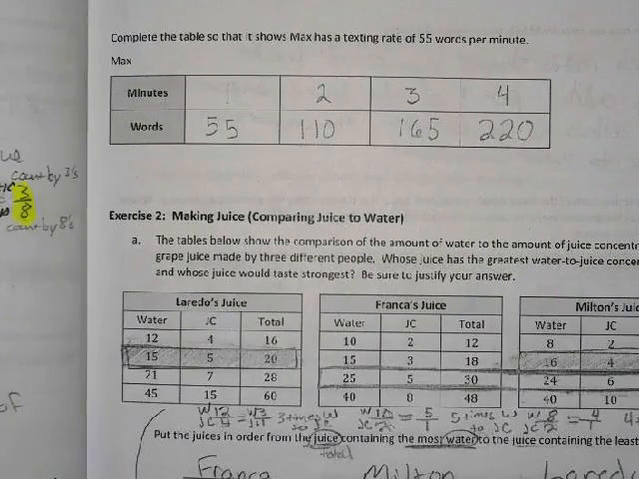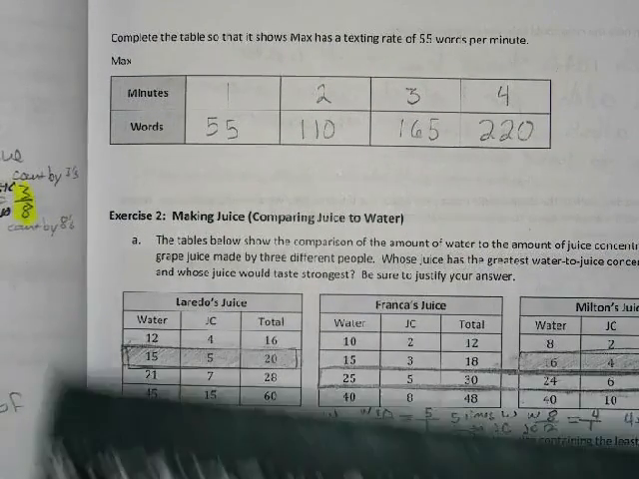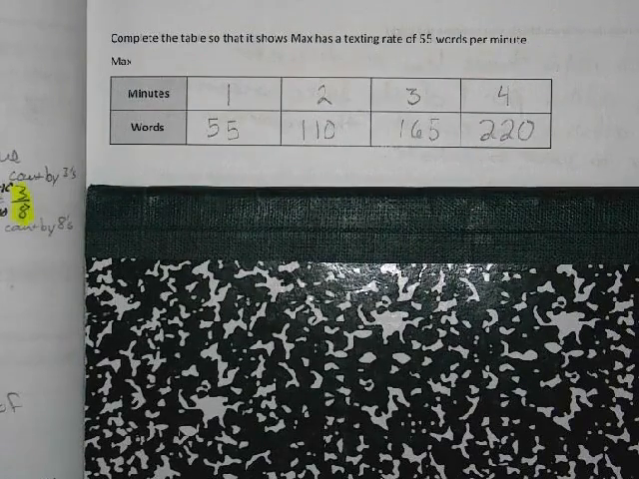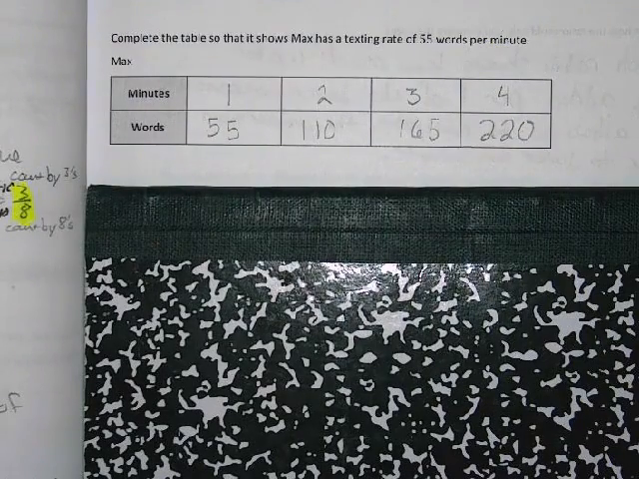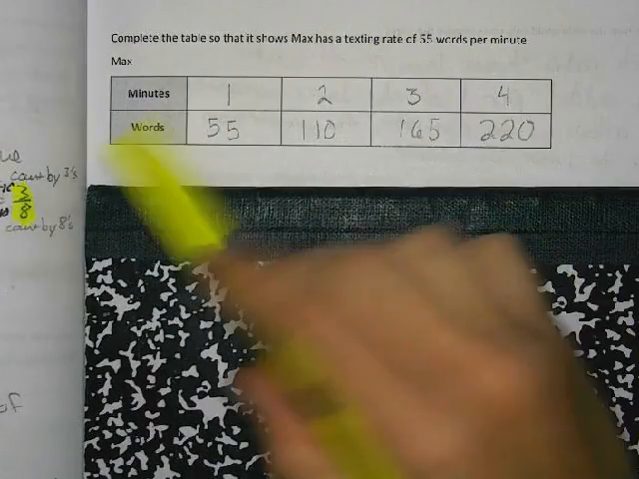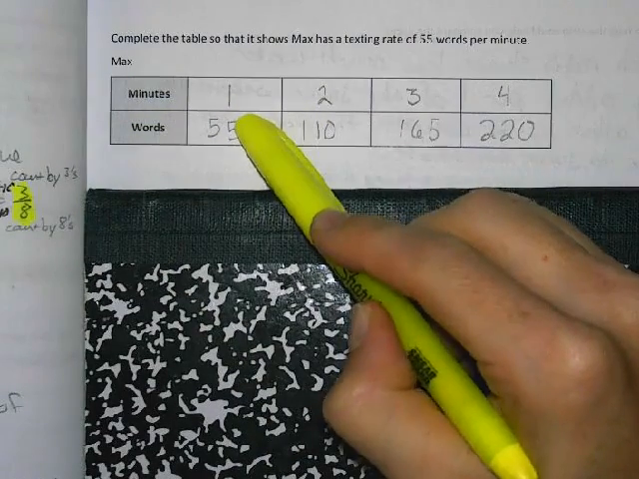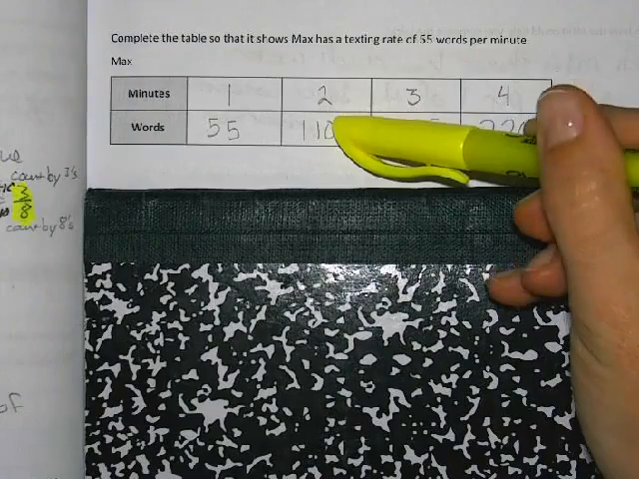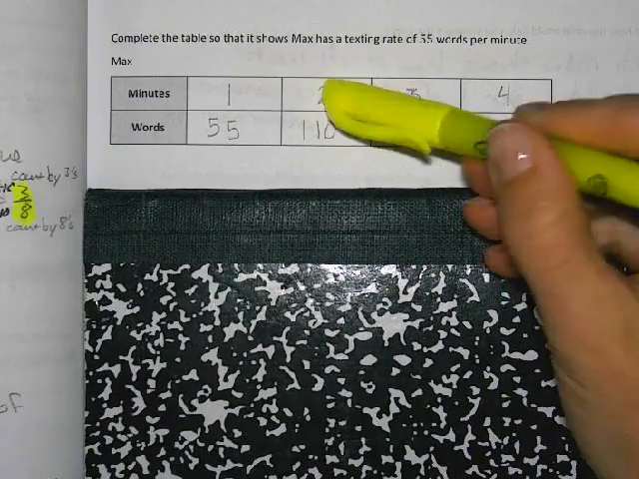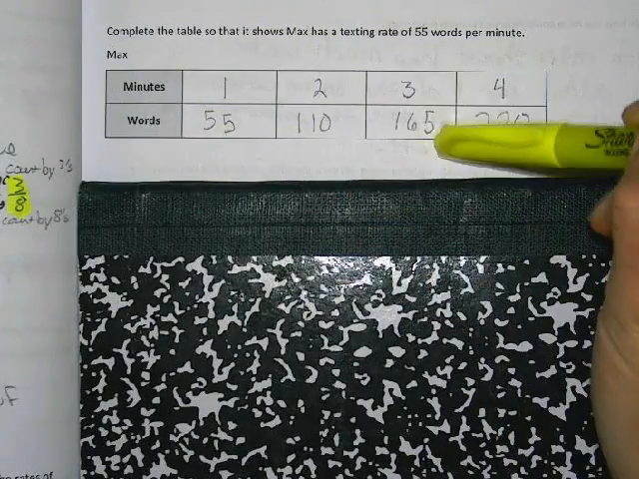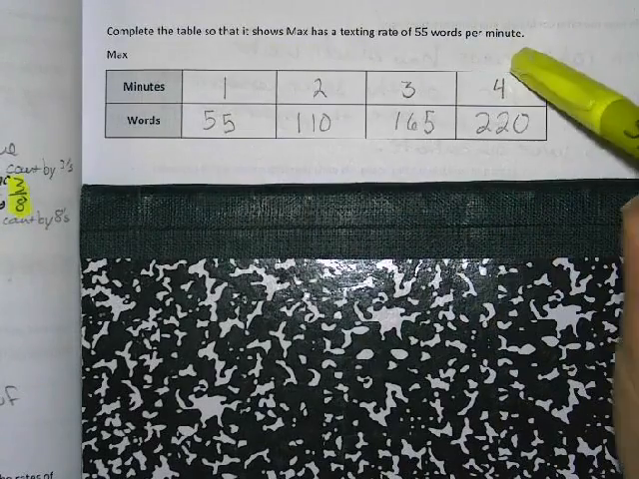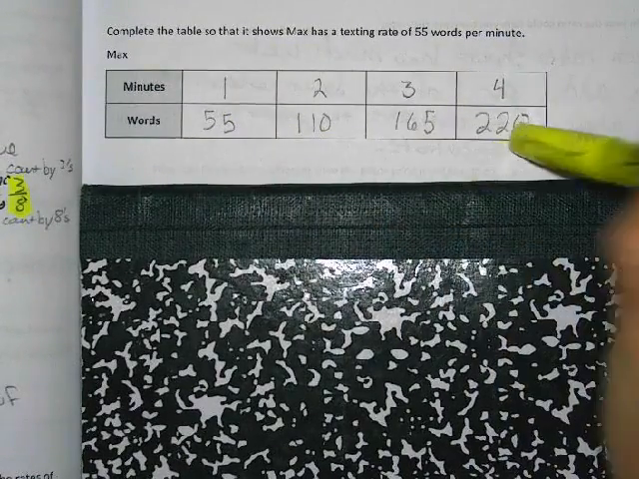Going to the next page, they ask us to complete the table showing that Max has a texting rate of 55 words per minute. And even though the 1 isn't here, it's still a 1 because a minute is 1 minute. So I started out with my first one, 1 minute, 55 words, multiplied both by 2, got a 2 and 110, multiplied by 3, took 55 times 3, got 165, and then 1 times 4 gave me 4. 55 times 4 gave me 220.